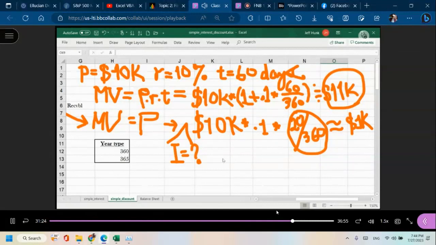Then what amount are they paying you? They will be paying you 9K. This is what you get, right? They will keep 1K. In other words, the promissory note has a face value, a maturity value, of 10K. Maturity value is exactly the principal in this case because there's no interest paid on the promissory note.